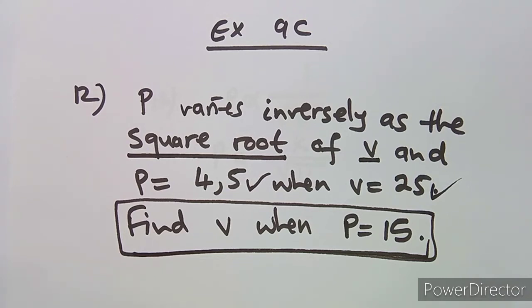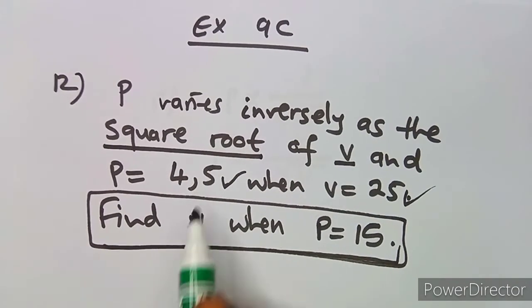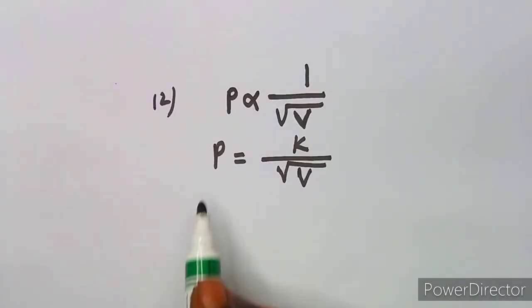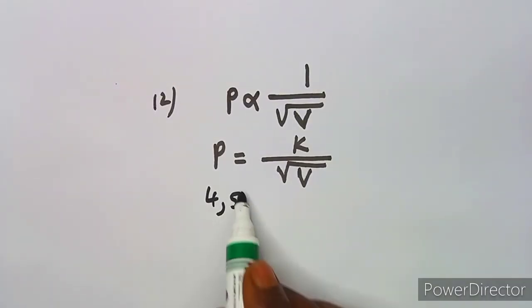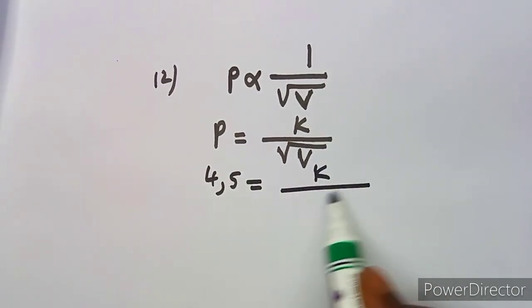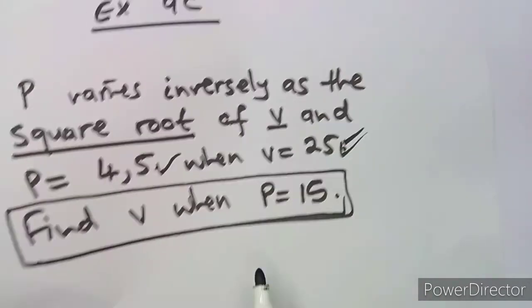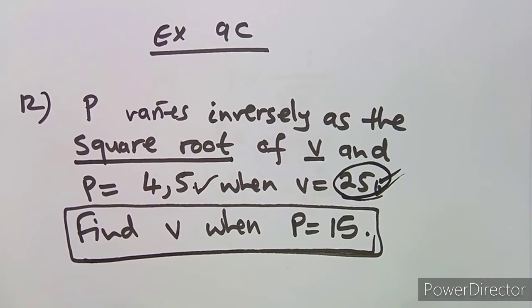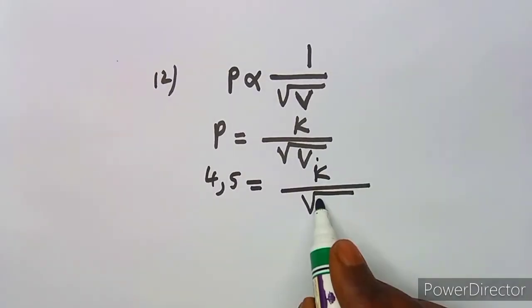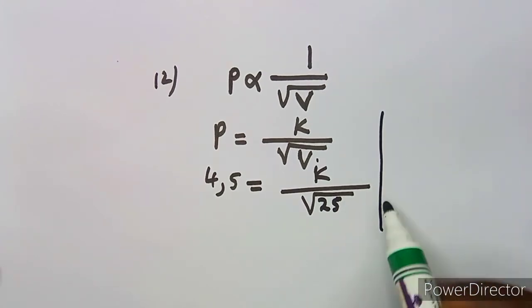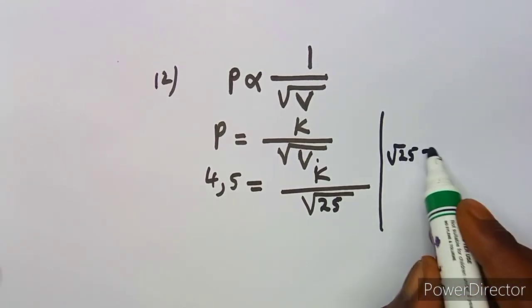Okay, so on questions like this, you need the relationship first. So you have to substitute the value of p and v. So p is 4.5, which is equal to k over the square root of v. Okay, so the square root of v, this is your v, which is 25. So you have to substitute that value here, in the square root. Okay, taking note that the square root of 25 is 5. Square root of 25 gives us 5.